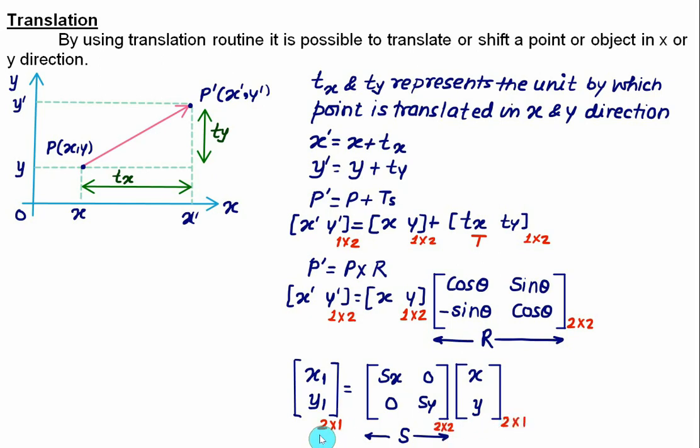Now if you want to perform the translation, rotation and scaling together, you have to modify this a little bit, because this addition and multiplication is not possible together. So that we'll discuss in the next video.